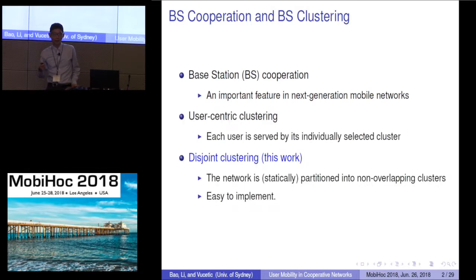In base station cooperation, we have two clustering modes. One is called user-centric clustering, and the other is disjoint clustering. For user-centric clustering, each user is served by an individually selected cluster of base stations. That means I can select one cluster of base stations and you select another set. But in this work, we consider disjoint clustering. That means the network is statically partitioned into non-overlapping clusters, and the clusters do not change. We consider this one because it's easy to implement. We don't need to consider complicated user scheduling and resource allocation problems.